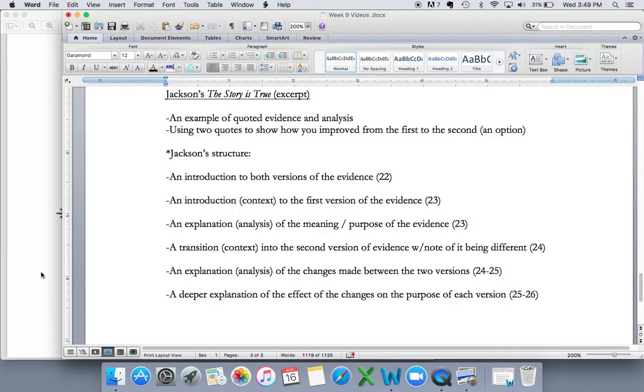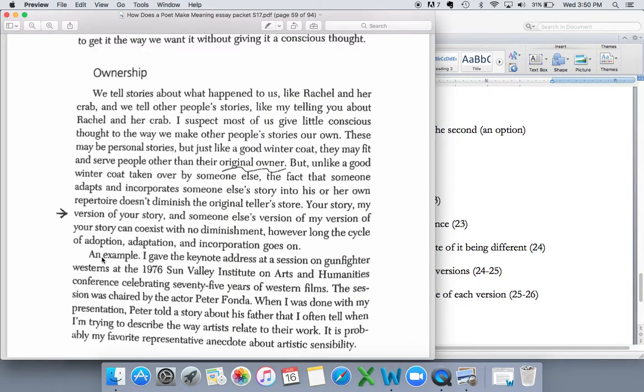Okay. So first, we want to see where he introduces both versions of the evidence. He says right here, an example. So he's already said what he's going to talk about. He's already made his claim and defined his claim, and then he's going to go into example and evidence.